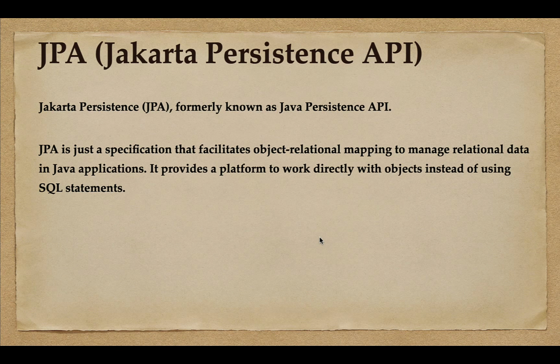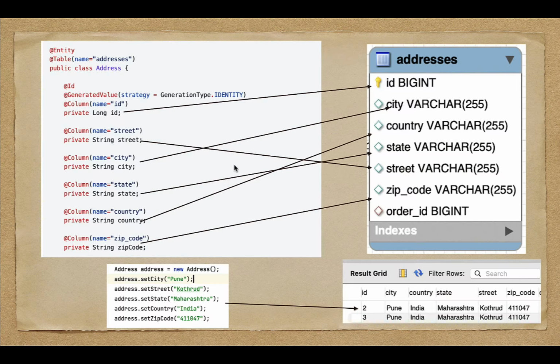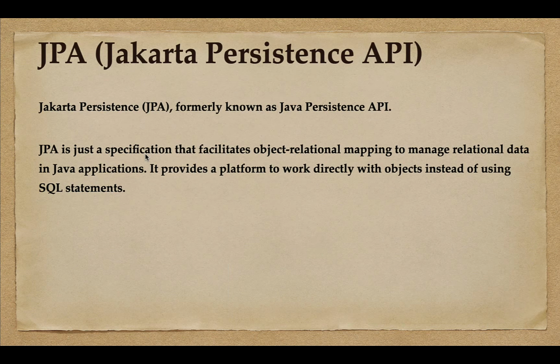Let me recap what is JPA. JPA is just a standard specification that provides object relational mapping to manage relational data in Java applications, and JPA provides a platform to work directly with objects instead of using SQL statements. We can use JPA to directly persist an object into a relational database table as a row, and we can use JPA to select an entire row in an object. We can use JPA to delete an entire row. We can use JPA to update an entire row, using objects.